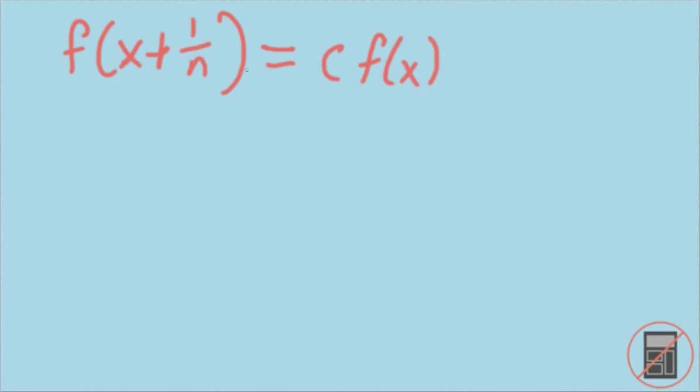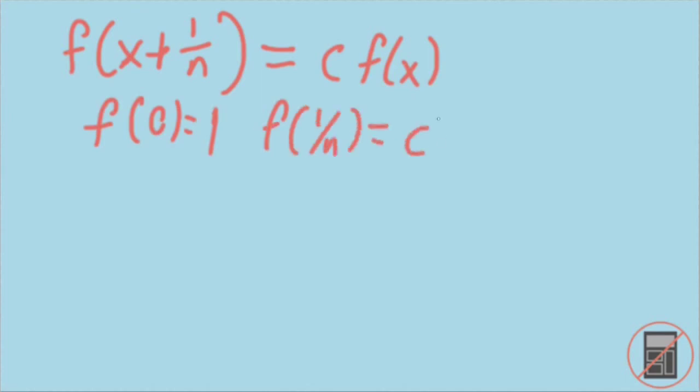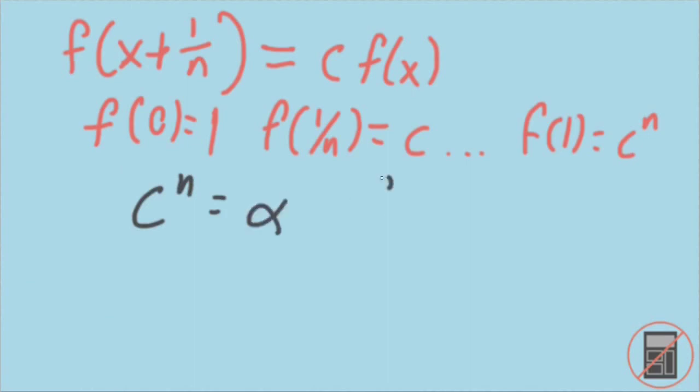Let's say that we look at f of x plus 1 over n, where n is some integer. Now this is going to be a constant c times f of x. Now if we do the same repeating process, we find that f of 0 equals 1, f of 1 over n is c, and so on to f of 1 is c to the n. Now f of 1 over n must be positive, as we've shown before. So we find that c to the n equals alpha, so f of 1 over n is equal to alpha to the 1 over n.